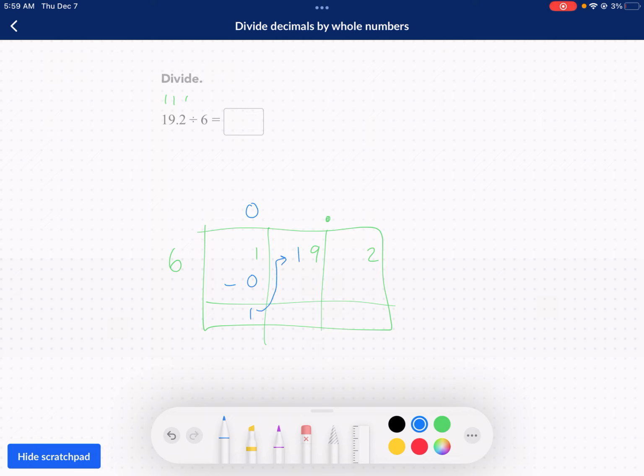That's 18. 1 left over. Take it to the neighbor's house. I already have that decimal there. I didn't need to rearrange anything because my divisor is already a whole number. So now I just have a 12 there. 6 goes in 12 2 times. And so my answer is 3.2. You can see I didn't show it, but you just subtract and there's no remainder.